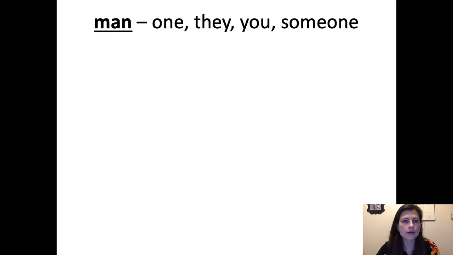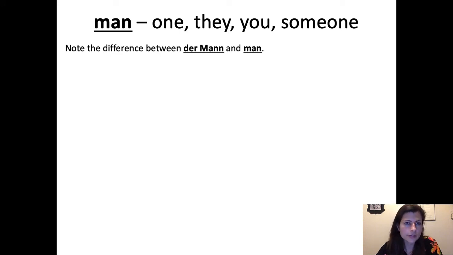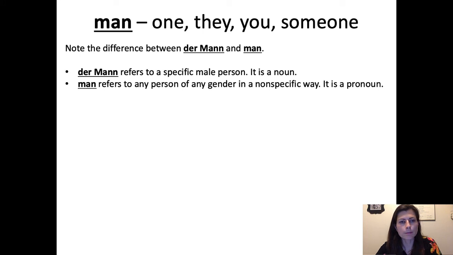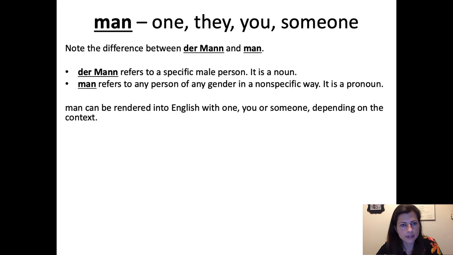And then here's another pronoun. "Man" means one, they, you, or someone. It's sort of an indefinite pronoun. So note the difference between "der Mann" and "man," right? "Der Mann" refers to a specific male person. It's a noun. "Man" refers to a person of any gender in a non-specific way. It's a pronoun. So "man" can be rendered into English with one, you, someone, or they, depending on the context.